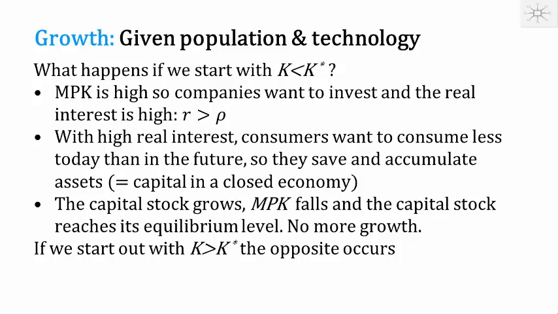So that means that in the long run, we end up in a situation where the capital stock is not growing. So this theory tells us that we can have growth for a period. If we start with the low capital stock, there will be growth as we approach the long-run equilibrium level, but then growth will stop.